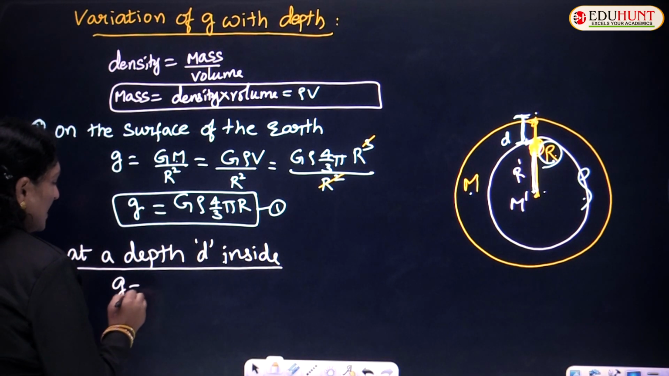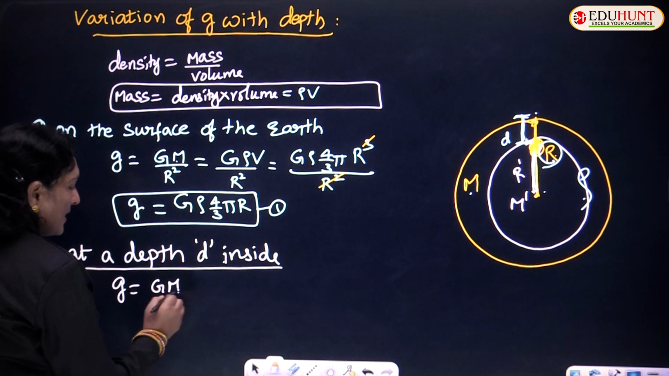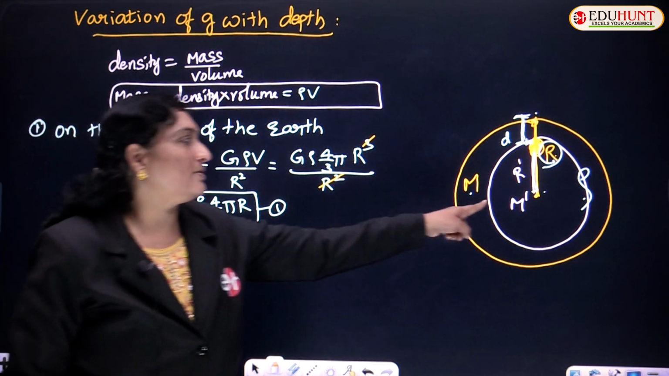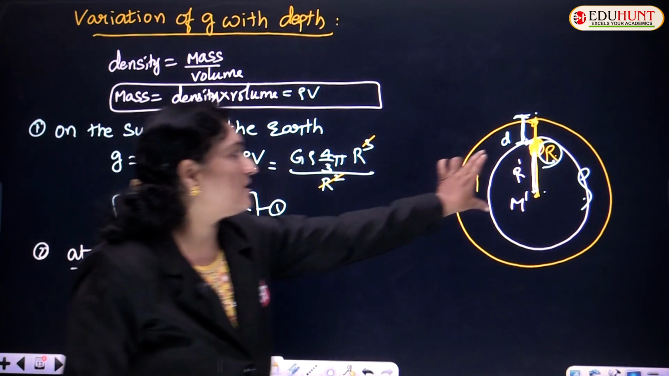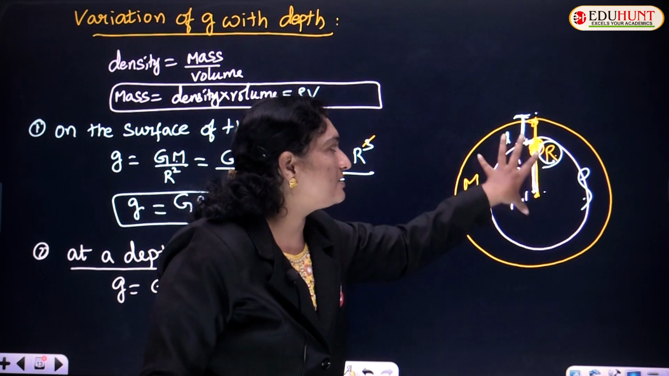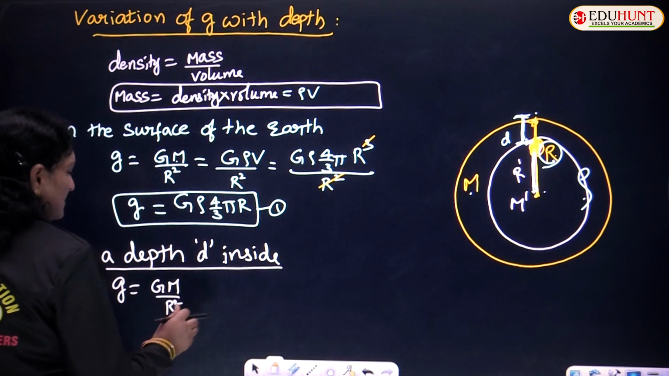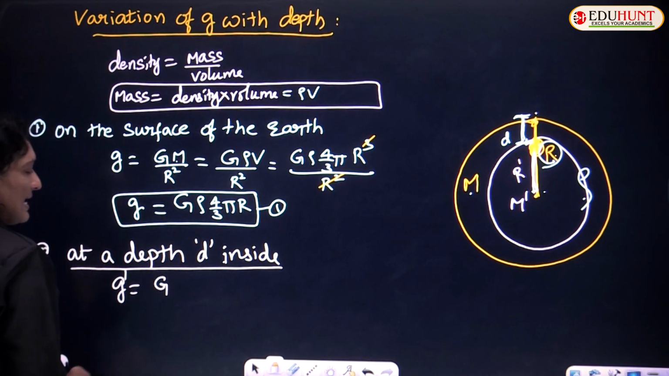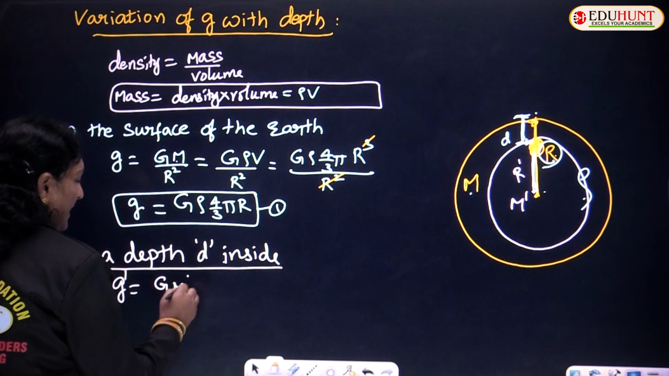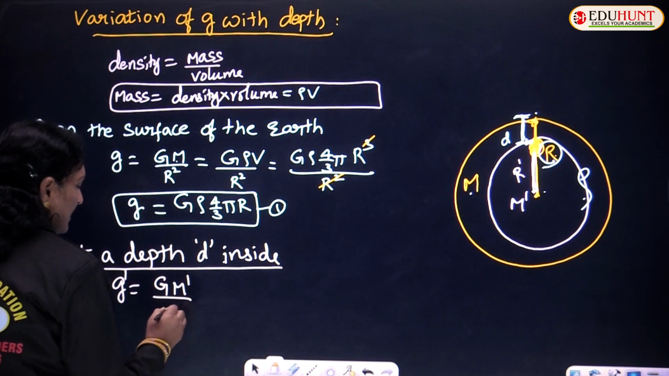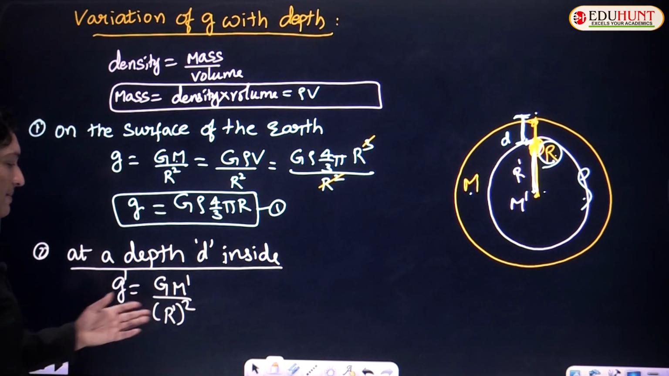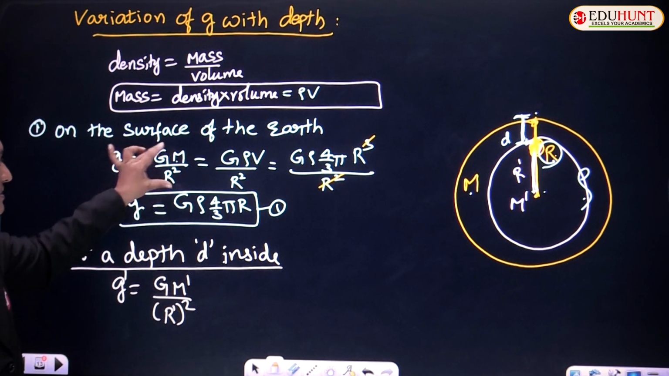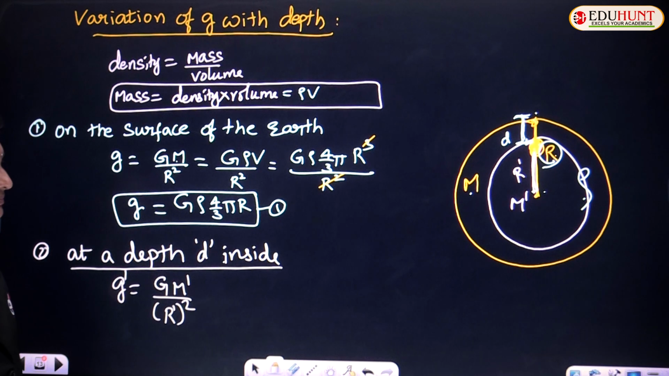The value of g is as usual, GM by r square formula. But here mass also is changing to m dash, radius also changing, radius also decreased to r dash, mass also decreased to m dash. So this must be equal to, that new gravity g dash is equal to universal gravitational constant G m dash upon r dash whole square. Same formula, GM by r square. M is replaced with m dash, r is replaced with r dash. That's it. Same formula, copy paste.